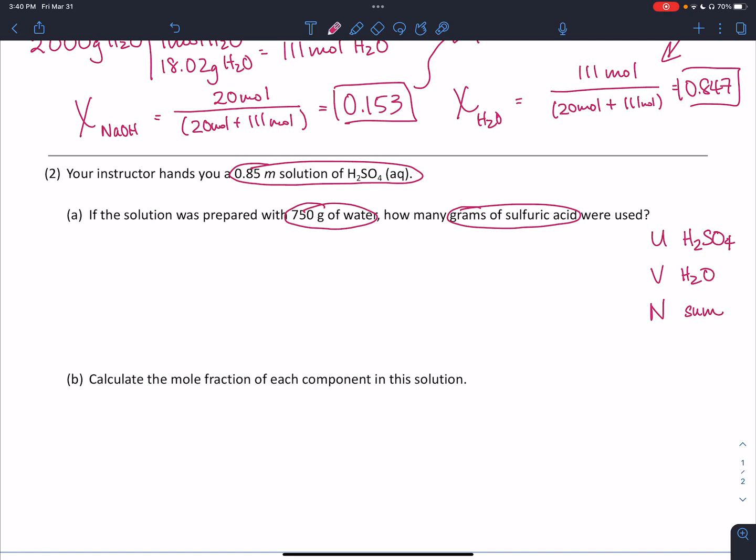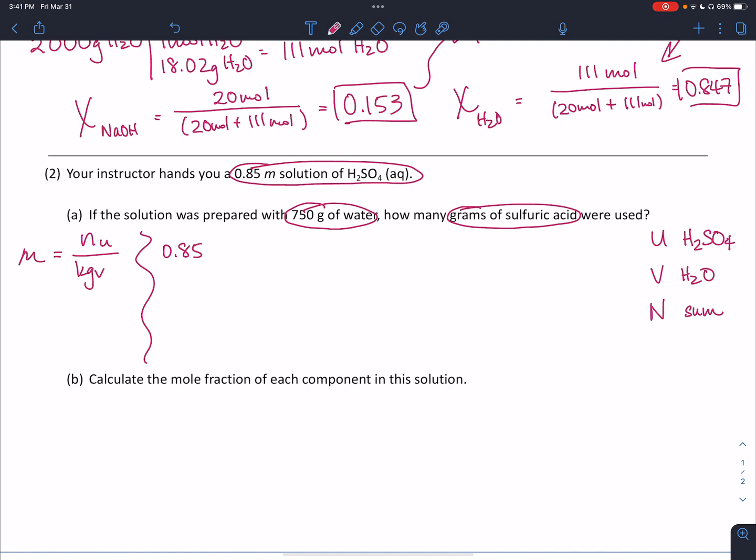If I want to find grams of sulfuric acid, I have the mass of the water and the molality of the solution. So I can use those two numbers to find the moles of sulfuric acid, and then once I know the moles of sulfuric acid, I can convert to grams using molar mass. So I'm going to start with my molality formula, moles of my solute divided by kilograms of my solvent, and then I'm going to plug in what I know.